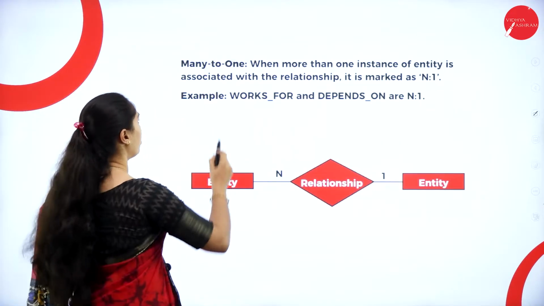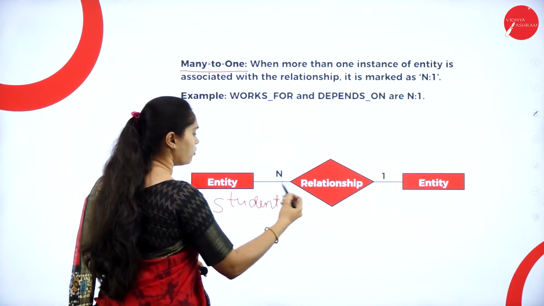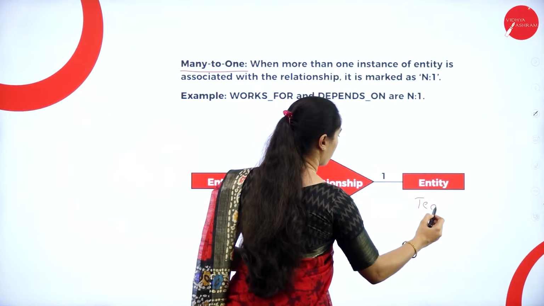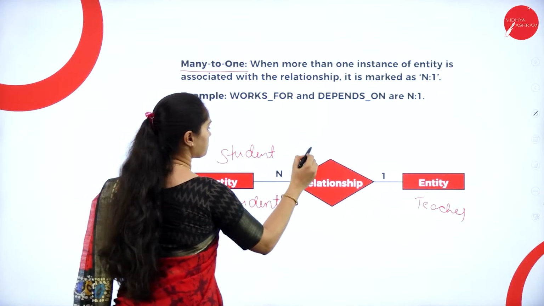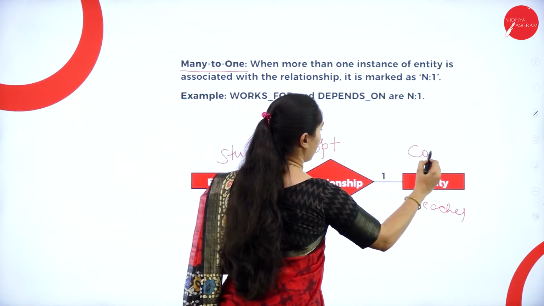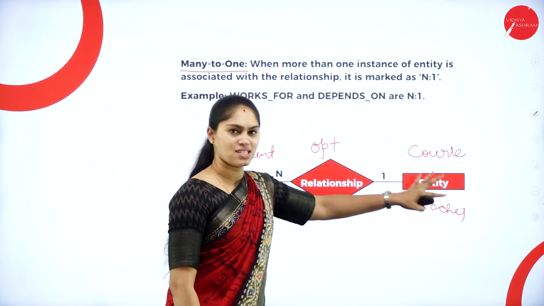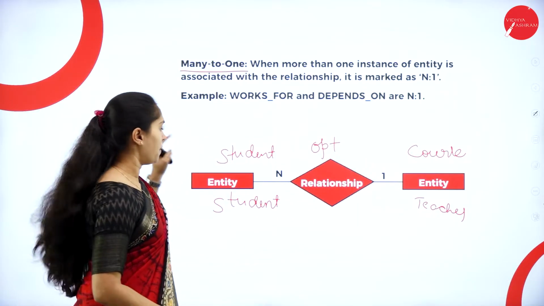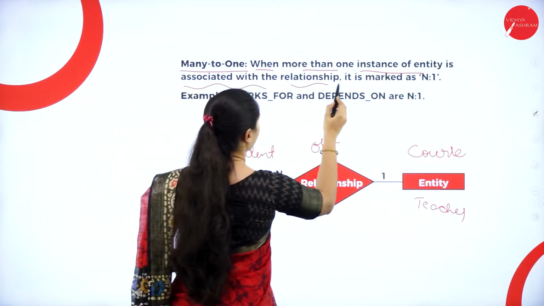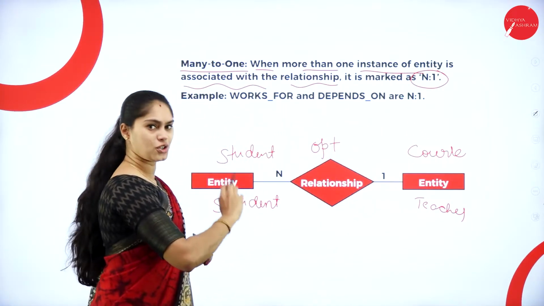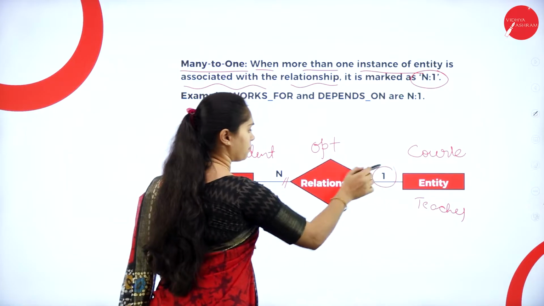And if you consider the example of many to 1, that is what I can consider. We have many students going to learn from a single teacher, or else many students are going to opt for a single course, right? At a time they can opt for one course here. So many students are going to opt for a single course. That is many to 1. So when more than one instance of an entity is associated with a relationship, it will be marked as many to 1. Here you have to remember n represents many and 1 represents 1.